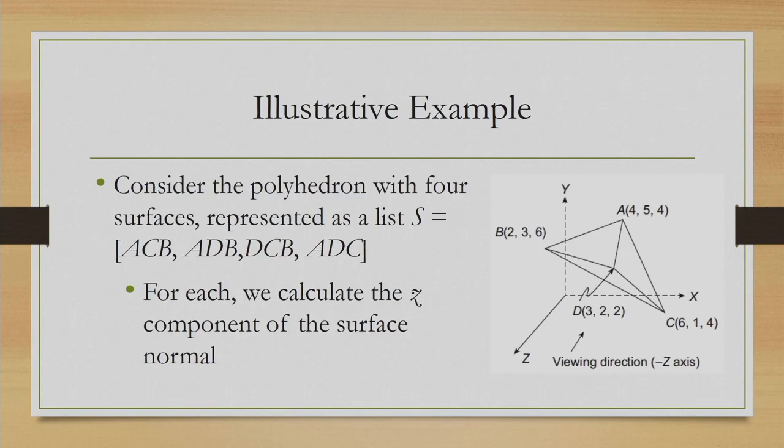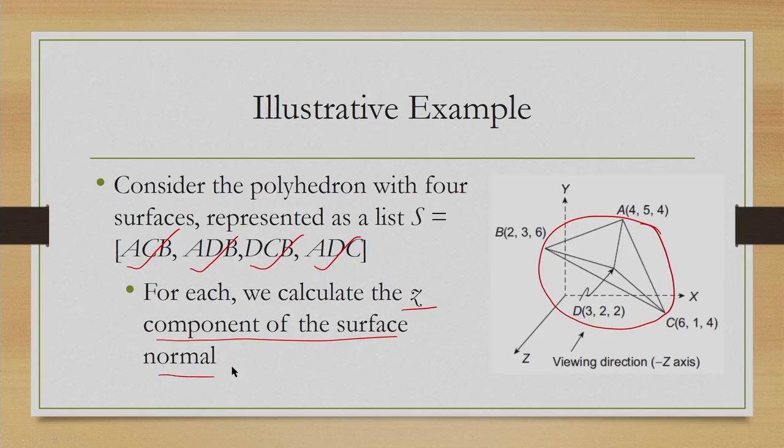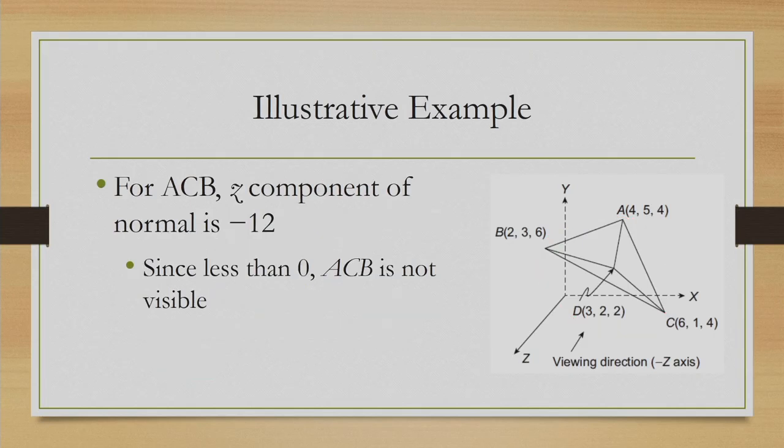Let us consider one example. Suppose this is our object. It contains 4 surfaces: ACB, ADB, DCB and ADC. So, for each of these surfaces we perform the back face elimination method. For each of these surfaces we calculate the z component of the surface normal as mentioned in the previous steps. Let us do it for the surfaces.